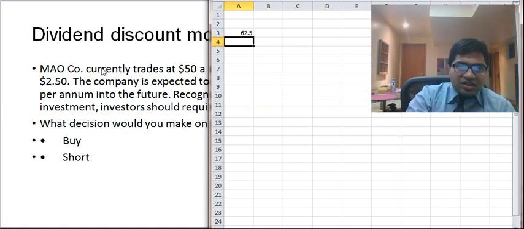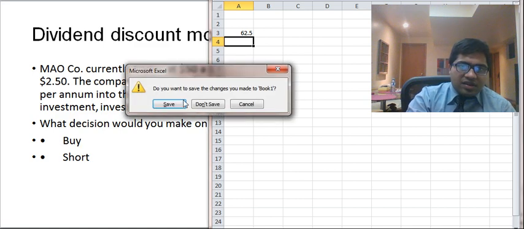Right now the stock is trading at 50. So the stock is undervalued. If your market price is less than intrinsic value, it is undervalued. If market price is higher than intrinsic value, it is overvalued. Undervalued stocks we generally buy.